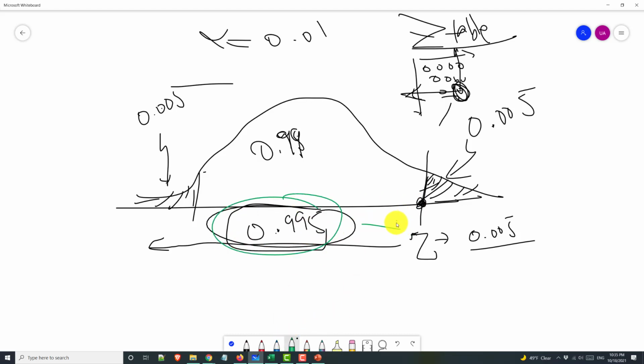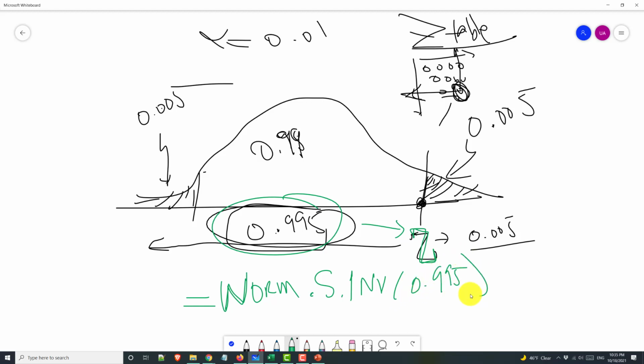So this probability can be converted to the corresponding z-score with just one command in Excel. That command is like this. You type equals NORM.S.INV, and in brackets you give it the probability. This will be 0.995, and this would give you the z-score.